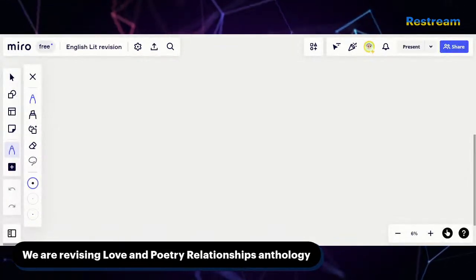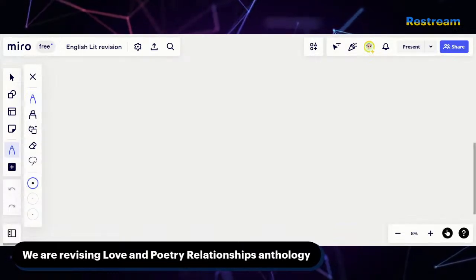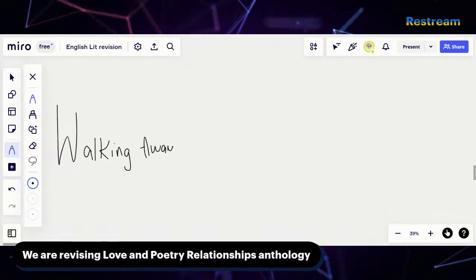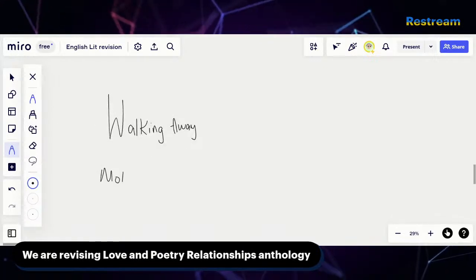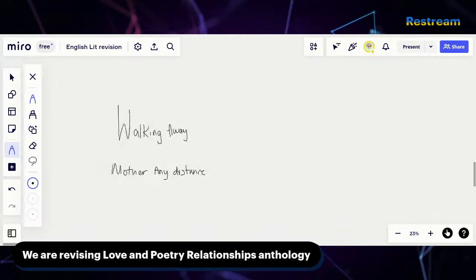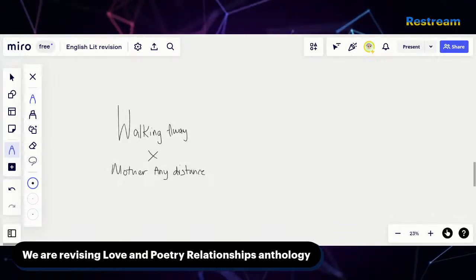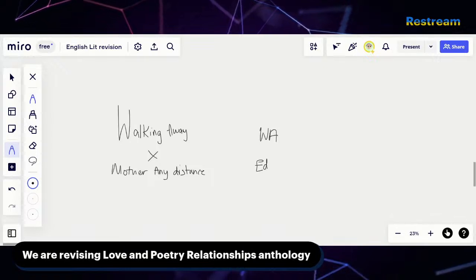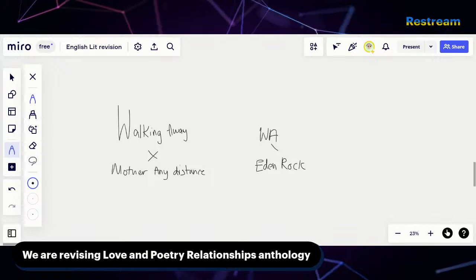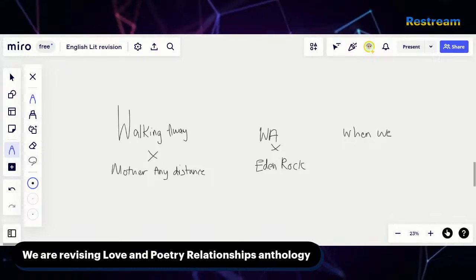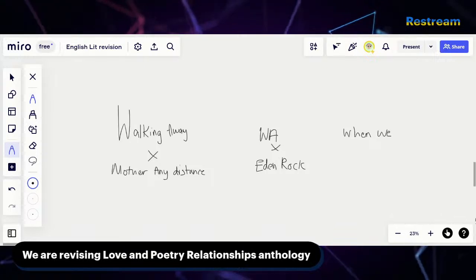So I'm going to start off by listing out all of the poems in the Love and Relationships anthology for AQA. So there's Walking Away, Mother Any Distance, so it's the first comparison. Then I did Walking Away and Eden Rock. When We Two Parted and Neutral Tones. Actually, I think it will be better to type this out. Sorry, let me just go back over this.